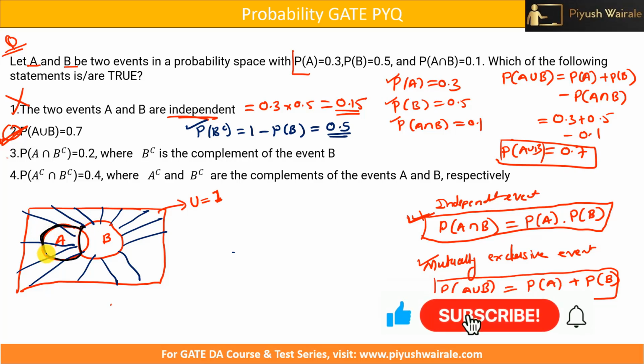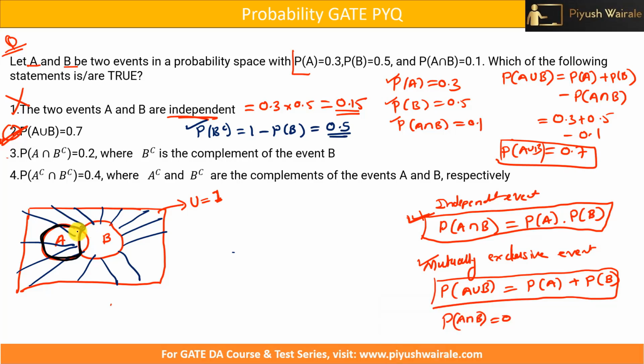Because A intersection B complement, here you can see this black color. This will be my A intersection B complement, because this entire thing is B and I am interested in A intersection B complement. Now looking at this particular region, whatever I have marked in the black color, what we can say about this? How will I get this?